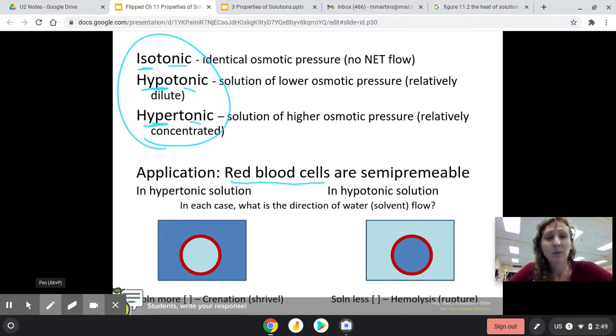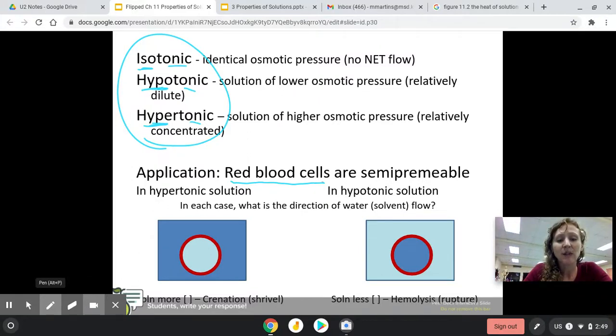blood cells are semi-permeable, just like those semi-permeable membranes we were just talking about. Red blood cells will let certain things through, but not other things. And most of what we're talking about is water. So red blood cells will support the flow of water in or out of the red blood cell based on the concentration of the red blood cell compared to whatever it is around.